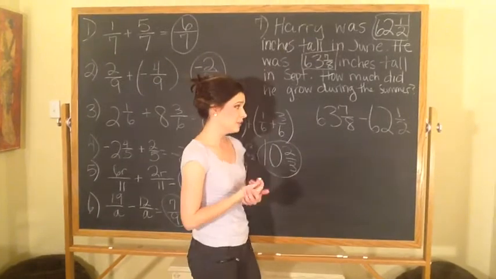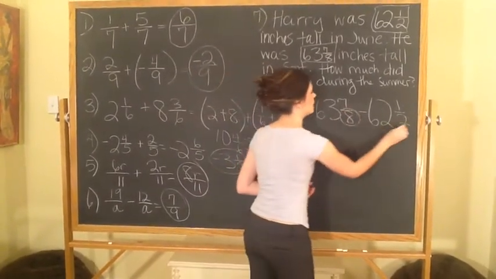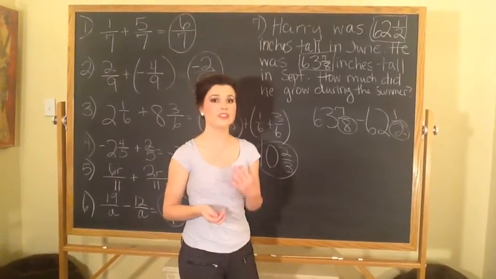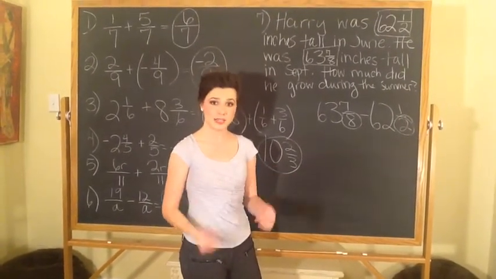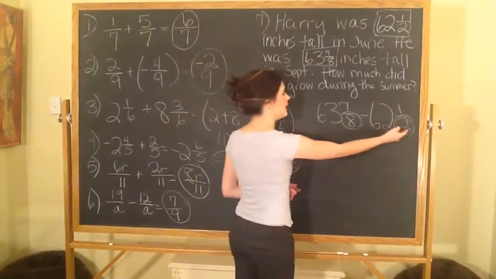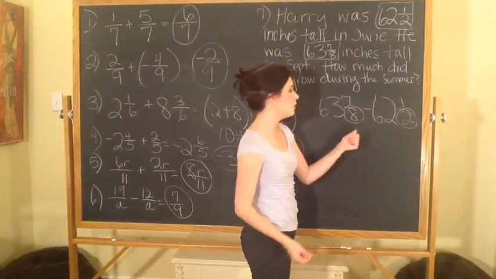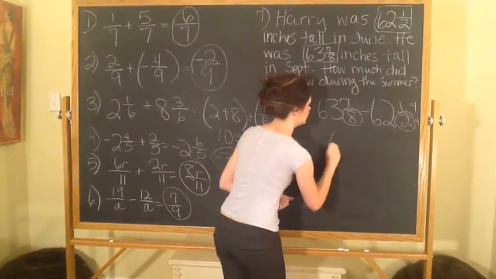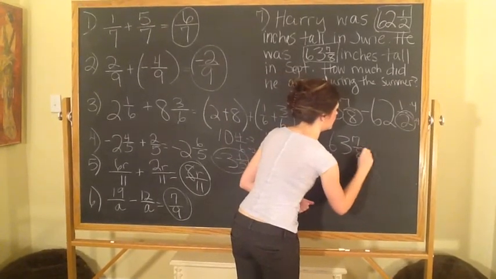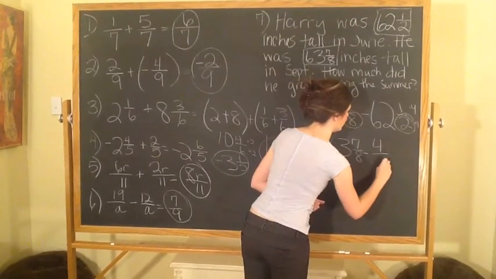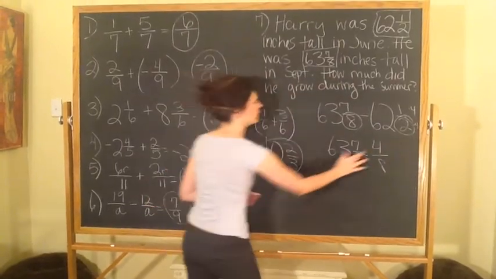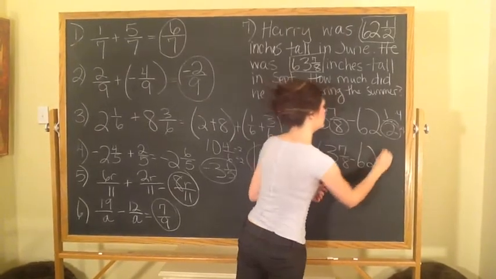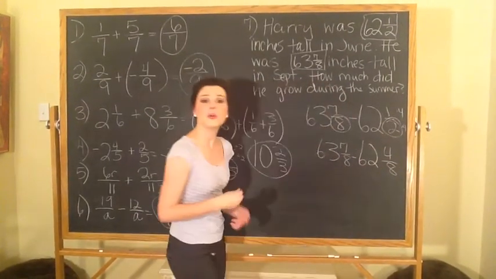The first thing that I notice here is that our denominators are not the same, which means that we're going to have to make them the same because you cannot add or subtract fractions without like denominators. So since I see that 2 goes easily into 4 or into 8, we're going to multiply by 4. So we're going to have 63 7/8 minus 62. Almost forgot our whole number here. 62 4/8.